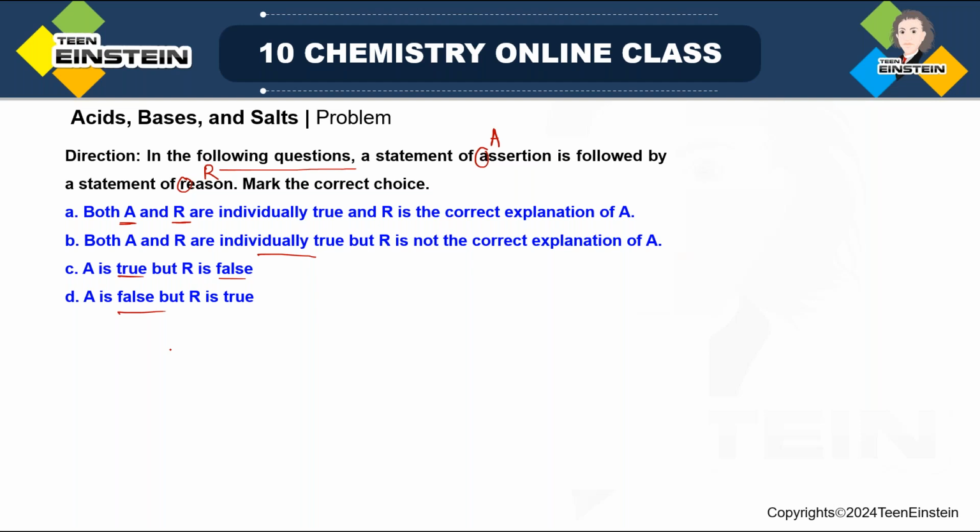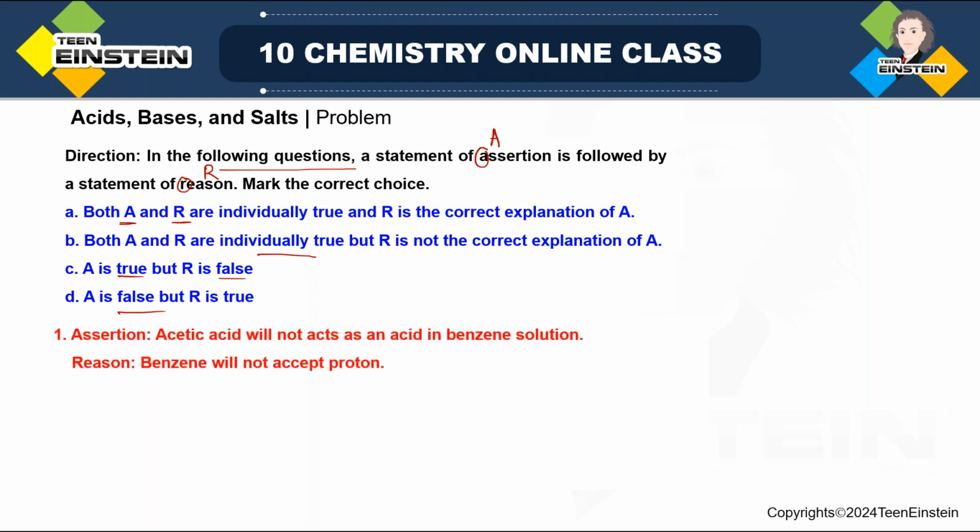So let's have a look at the first question, which is having 2 statements, obviously, as I have said. The assertion statement is saying that acetic acid will not act as an acid in benzene solution. Whatever discussion we have done until now, mostly the solvent we have taken is water. But there are some other solvents possible. So benzene is one such solvent, which is basically an organic solvent.